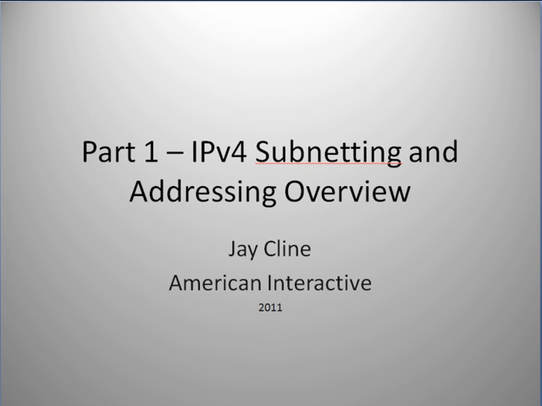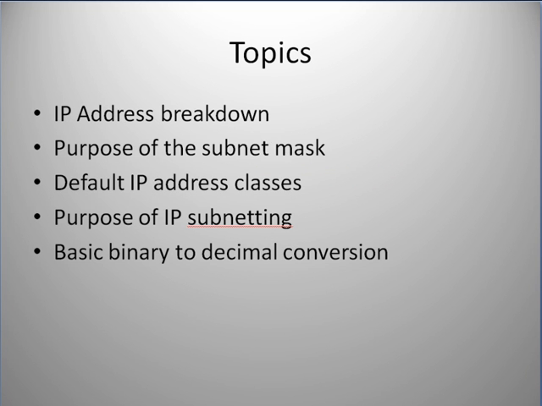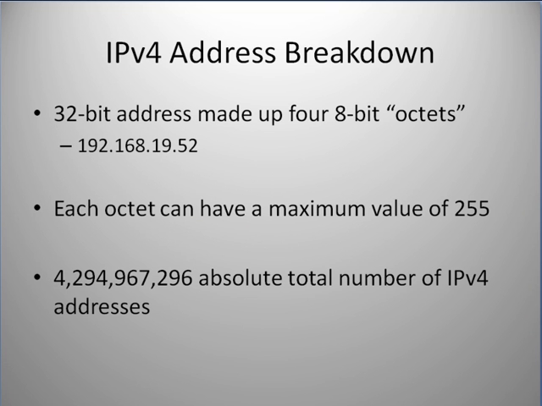So, what we're going to look at here is specifically how addresses are broken down, the purposes of the subnet mask, some of the default IP address ranges that exist, the purpose of subnetting, somewhat important all things considered, and then basic binary to decimal conversions so you can look at things and try to get an easy feel for them as much as possible. So first off, IP version 4 address breakdown.